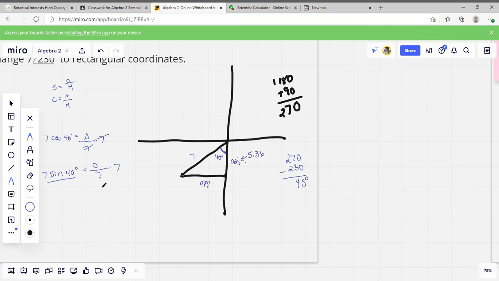4.499. That'll be this one, 4.49. All right, and we're going to come up with negative 4.49 R. So there's our negative R. And then negative 5.36 U. All right, so that would be the answer that you would write.